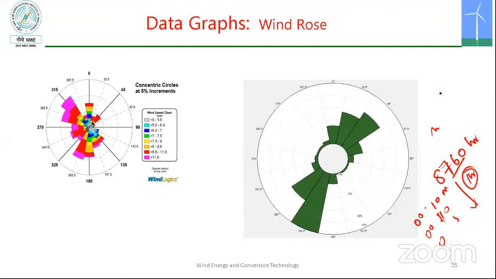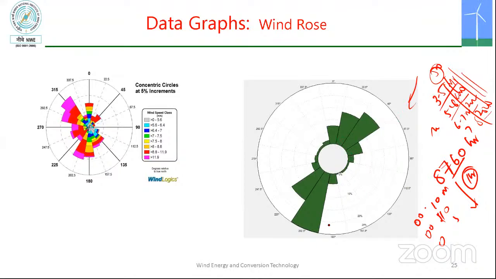Separate the wind speeds, for example 3 to 5 meters per second, 5 to 6, 6 to 7, 7 to 8 meters per second, and put them in separate bins. Then count the number of hours: 500 hours, 1,000 hours, 2,000 hours, 2,500 hours. Like this, how many hours this particular wind speed was existing. Now you can make a graph.